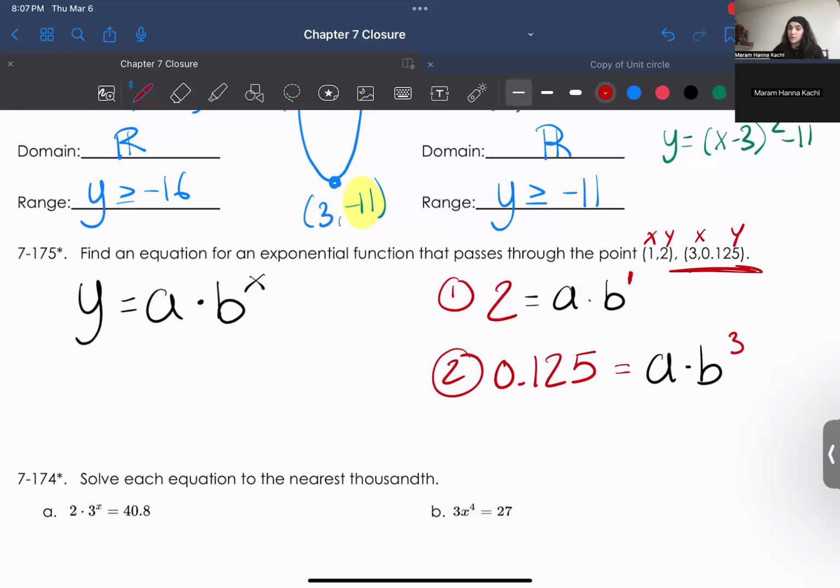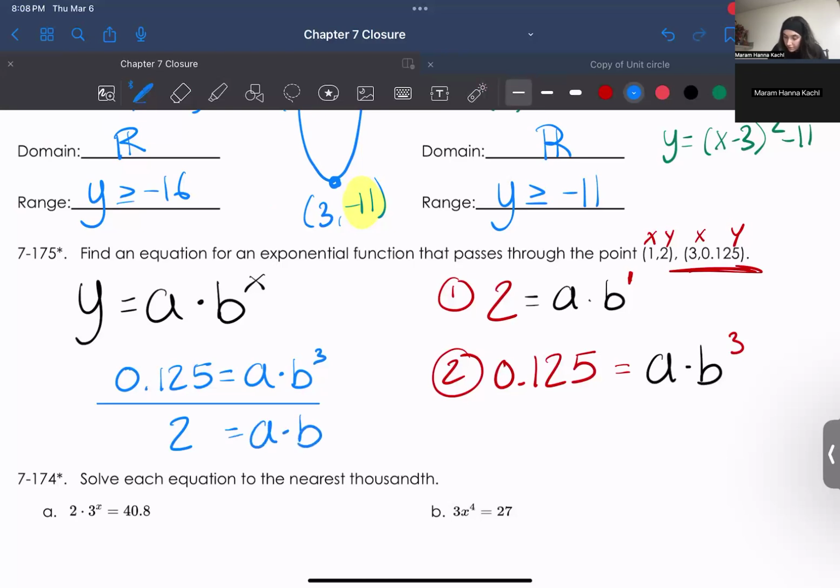What do you do with these two? You divide your two equations. How do you know which one to put on top? It doesn't really matter. I'm always going to recommend to put the one with the bigger exponent on top, just so you can avoid negative exponents. So here, 3 is bigger than an exponent of 1. So when I go to do that division, I'm going to put 0.125 is equal to a times b to the third power. And then I'm going to divide that by 2 is equal to a times b to the first power.